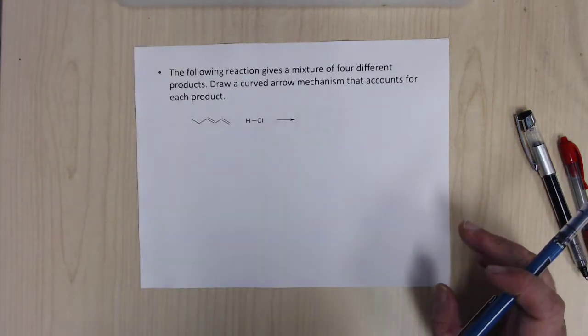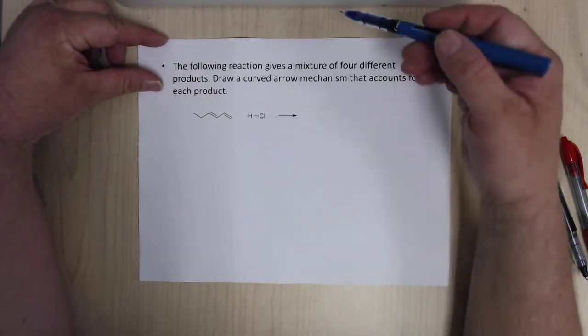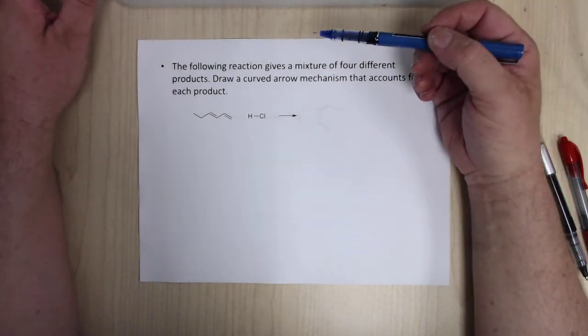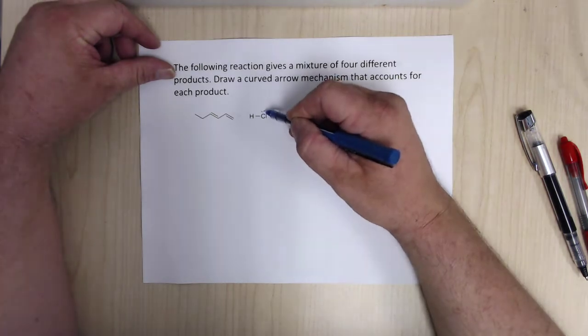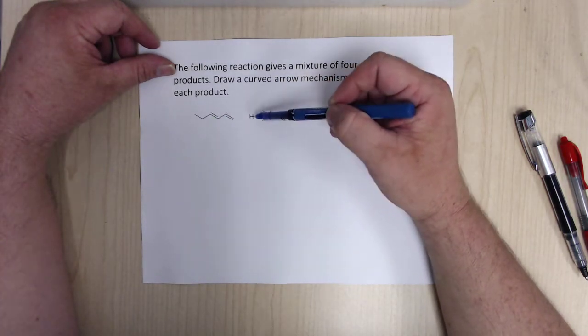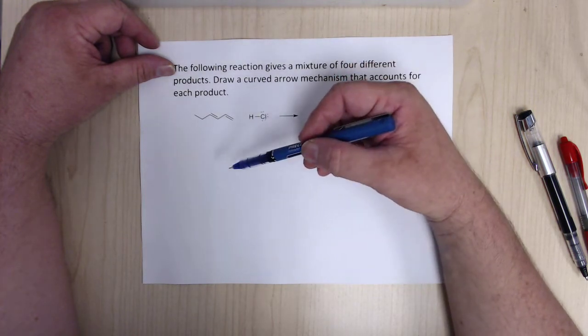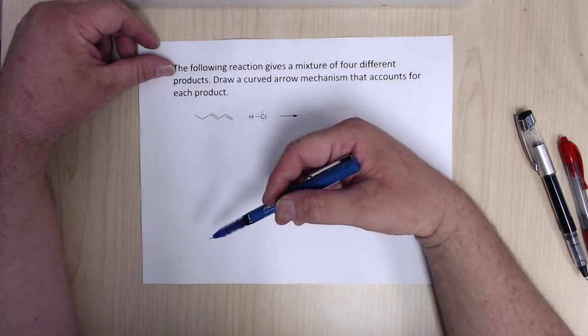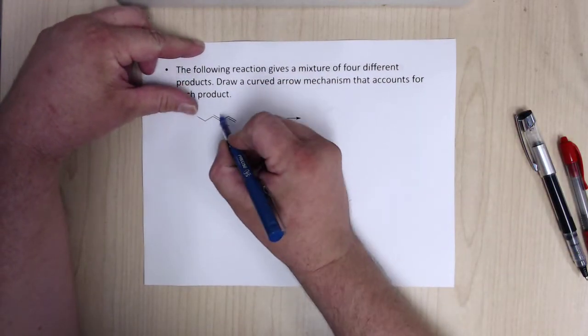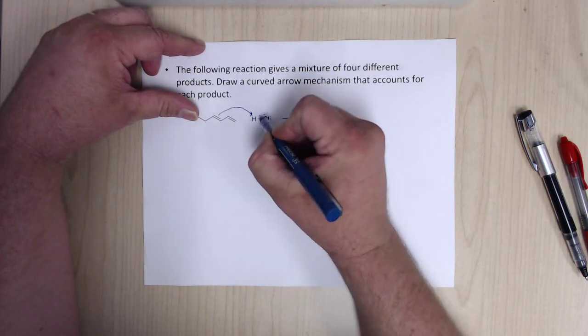Now for this one, you're going to be getting 4 products. The way you do them is always the same. You're going to want to attack with one of the double bonds, do the resonance structures, and then have the chloride attack the carbocation, and then you do the exact same thing with the other double bond. So I'm going to walk you through this. This first one, we're going to attack here and push that there.